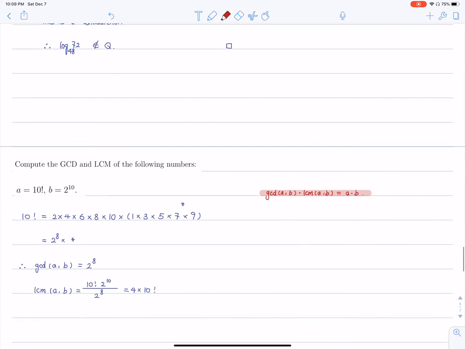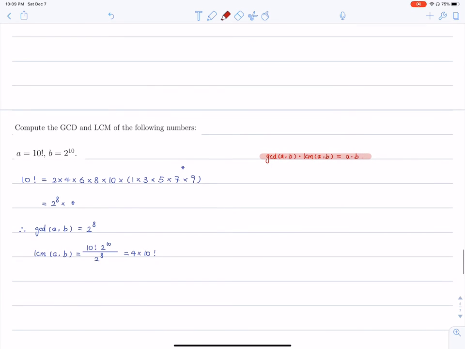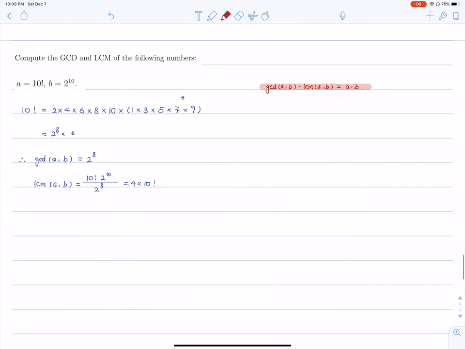The last question I'm going to cover is from your tutorial activity as well. I'm talking about this because I want you to know that, first of all, this equation: the GCD of A and B times the LCM of A and B equals the product of those two numbers. I know some of you don't know this, but it is quite useful, so no harm to memorize it. Actually, I don't want you to memorize it. I want to explain why this is true.